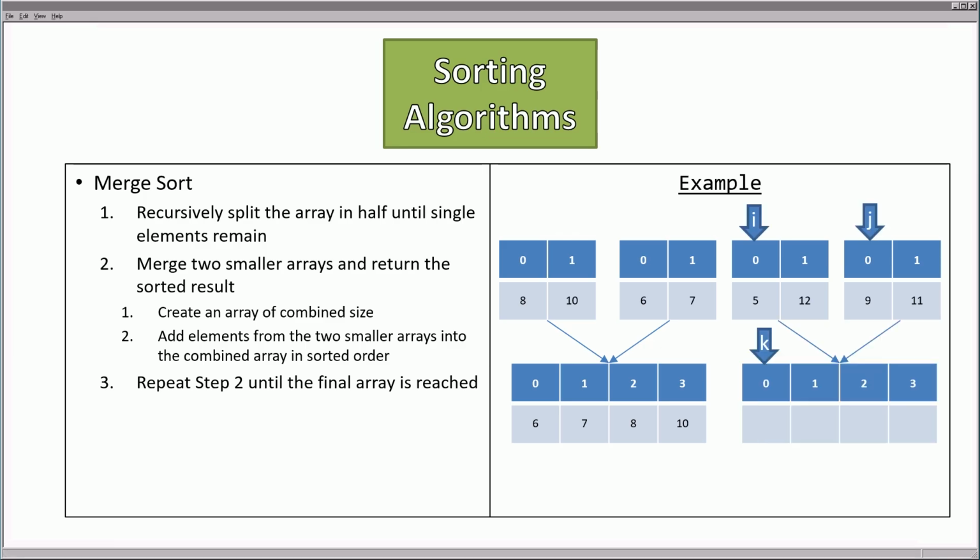Now we repeat the same procedure. 5 is less than 9. 9 is less than 12. 11 is less than 12. We're done with the right, add the left, and now they're merged together. And notice, this array is sorted, and this array has already been sorted.